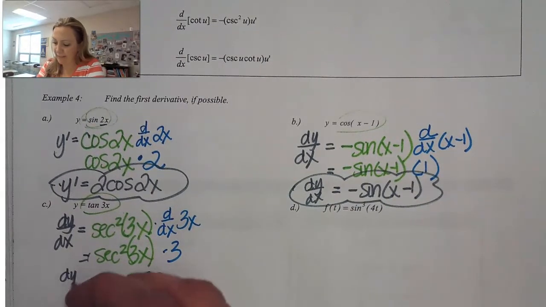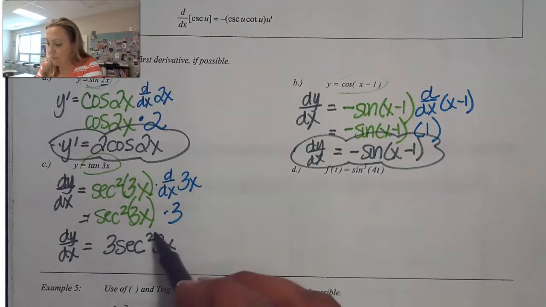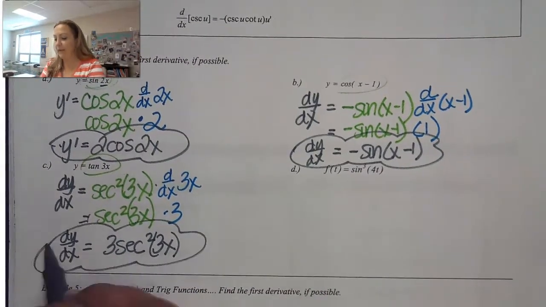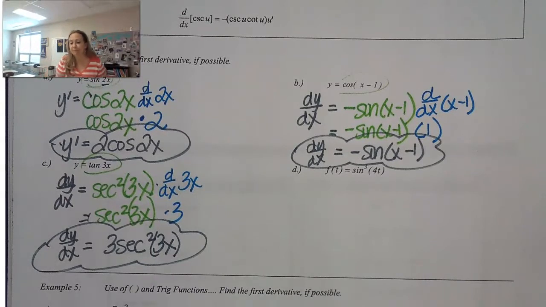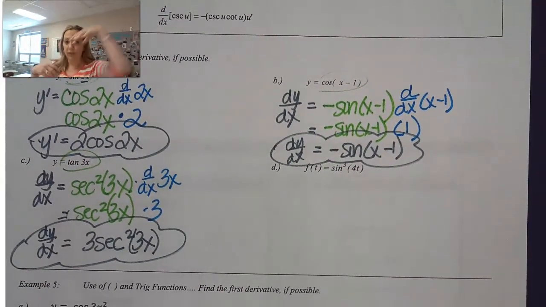Even without the parentheses, it's understood that that's there, okay? If you want to put them, you can be safe. But that would be a nice way to write that derivative. How about letter D? f of t equals the sine of 4t all cubed. Okay, so sine cubed 4t.